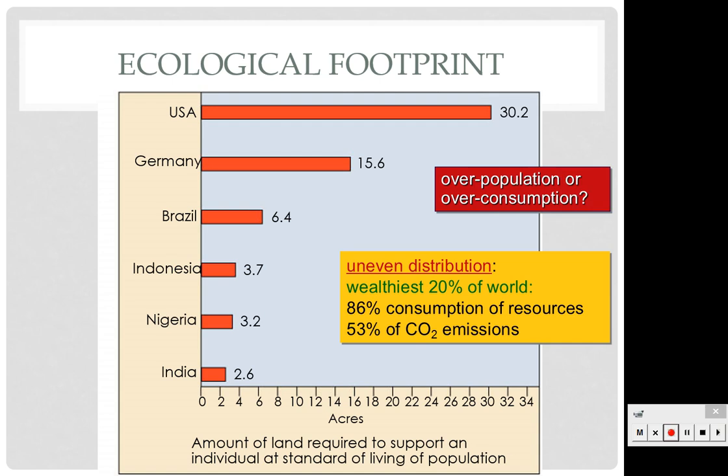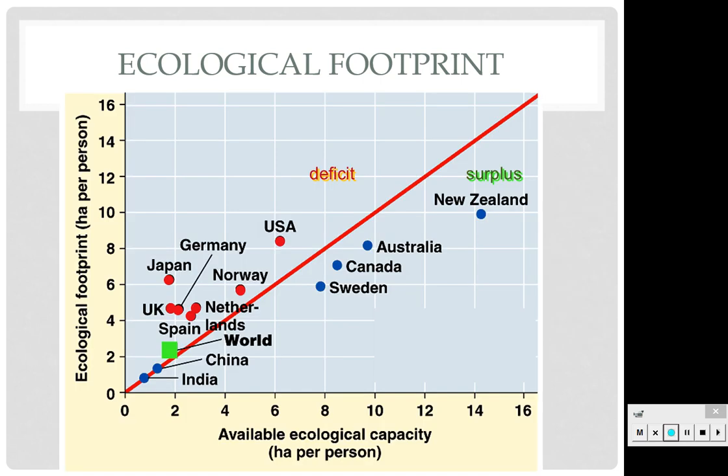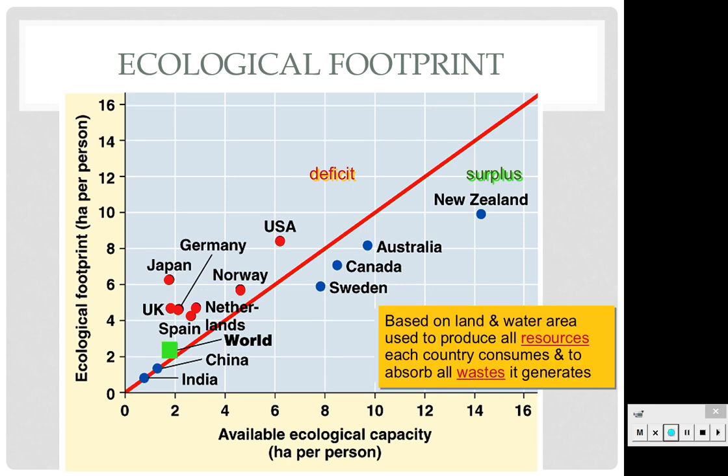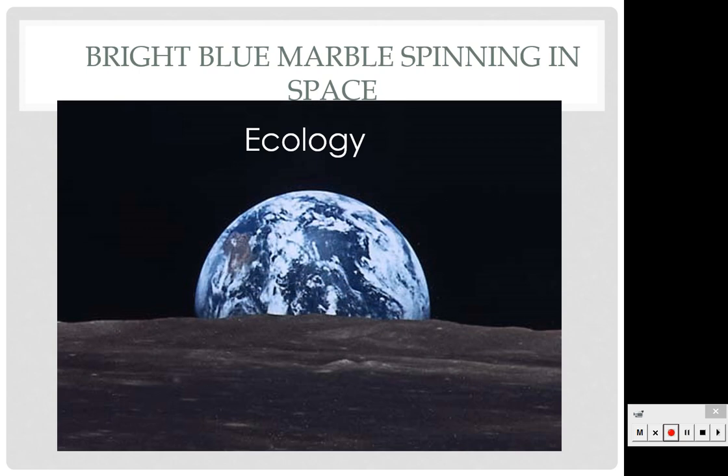Is it overpopulation or is it overconsumption? That could be a huge debate topic. Okay, ecological footprint, once again here by countries. You will see those countries that are in deficit and those that are in surplus, based on land and water area used to produce all resources each country consumes and to absorb all waste it generates.